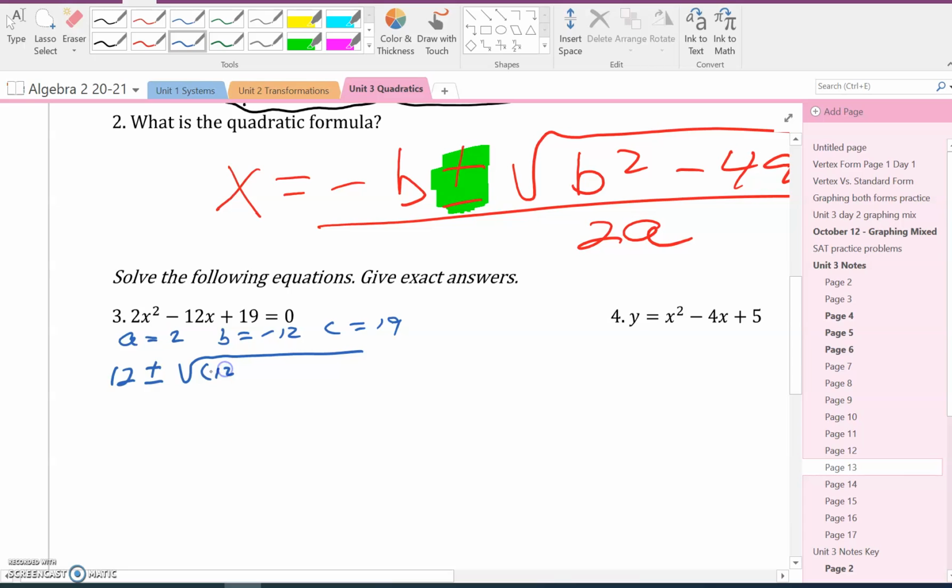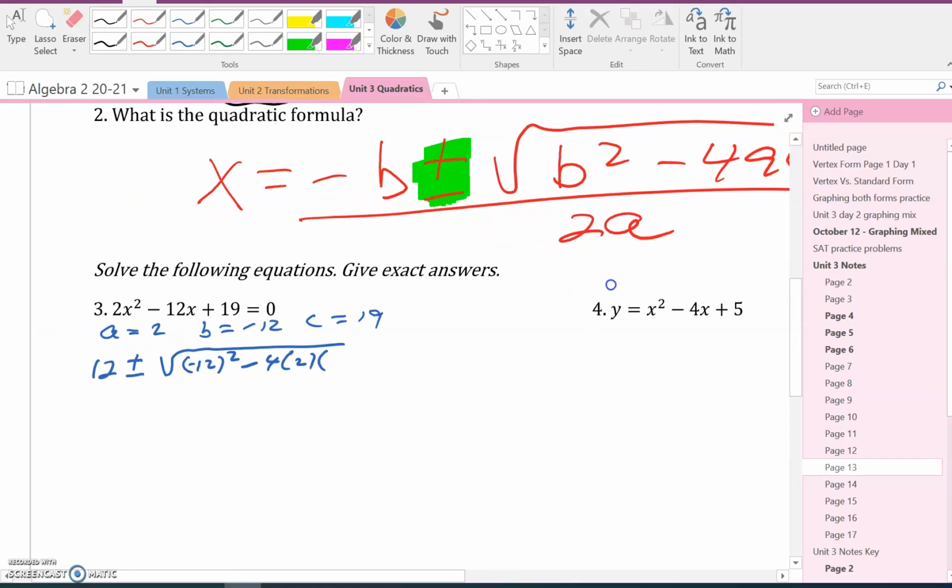So I'm back to B. I always use parentheses in this spot. Always. Not sometimes, always. Minus 4 times A, which is 2, times C, which is 19. All of that over 2 times A, which is 2. So, you can see why the quadratic formula isn't the preferred method if we can do it another way, because it involves a lot of math.